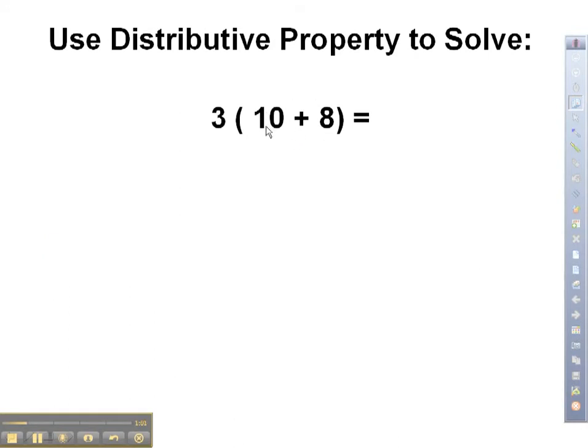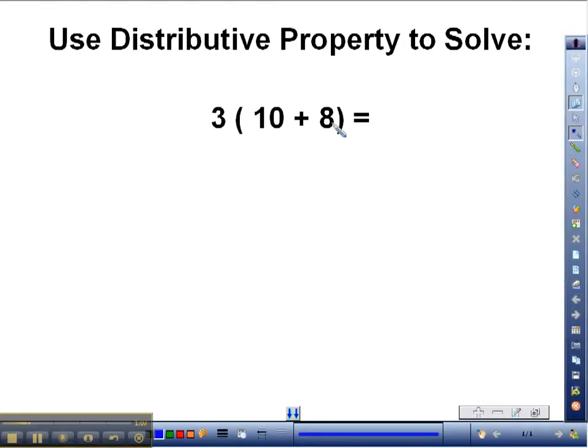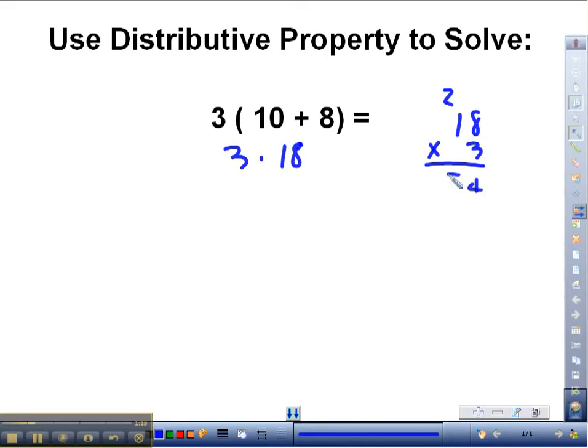If I do order of operations, right here, I get 18. 10 plus 8 is 18. And then I would multiply that by 3. And 18 multiplied by 3, I get 54 for an answer.